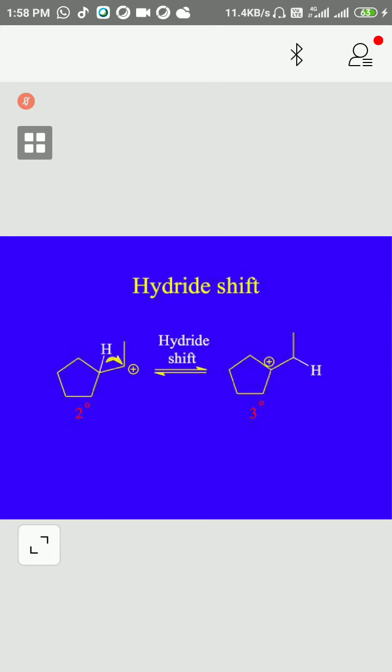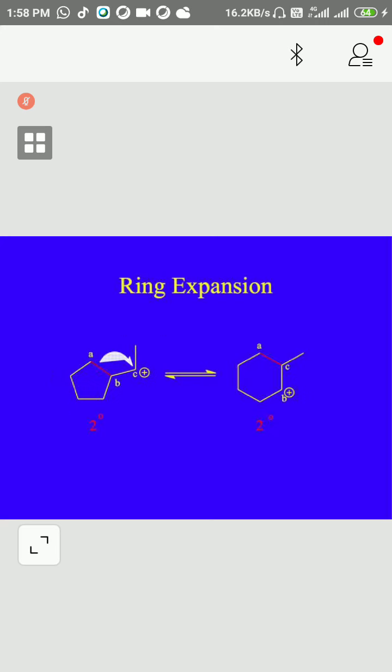Hydride shift here is also possible. How? You can see in this example, this is a secondary carbocation. If this hydride shift takes place, this will form a tertiary carbocation. So these are some examples of hydride shift and methyl shift, and you can see this way also. After formation of this, it can shift here, and again a secondary carbocation will form, but this ring will be more stable. So ring expansion takes place this way.